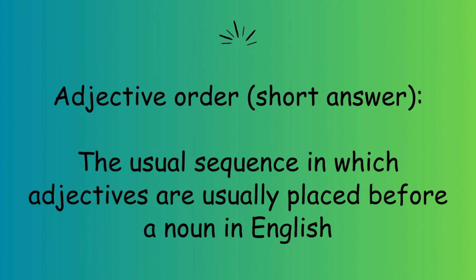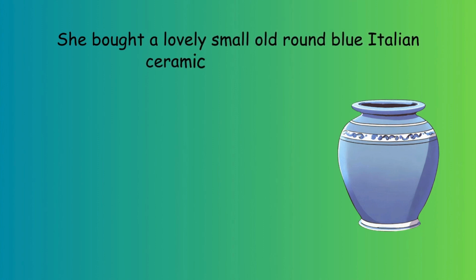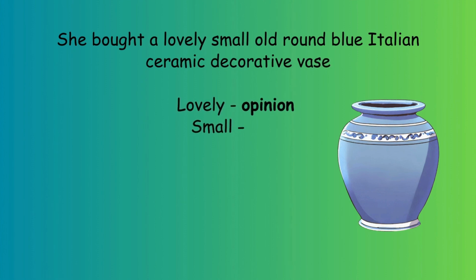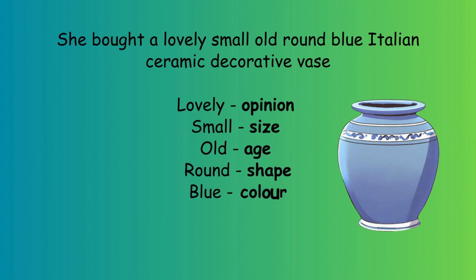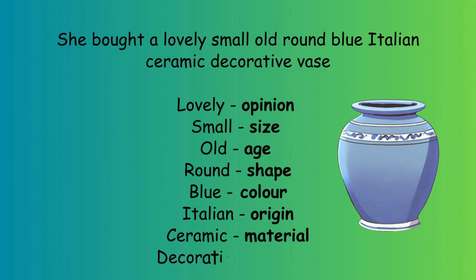So the sequence that is recommended to us can be found in this sentence. She bought a lovely, small, old, round, blue Italian ceramic decorative vase. Wow, so many adjectives in one sentence, and we almost never do it like this. But keep in mind that this is for example purposes, right?